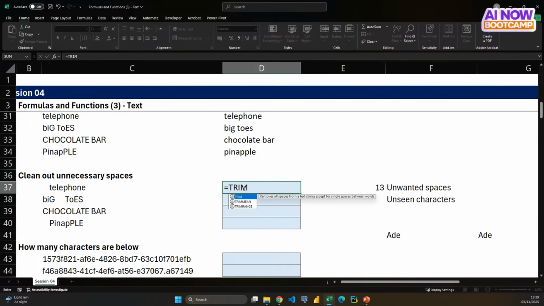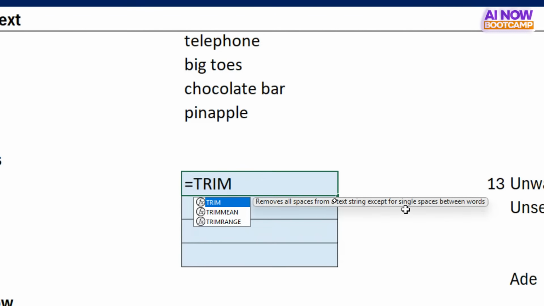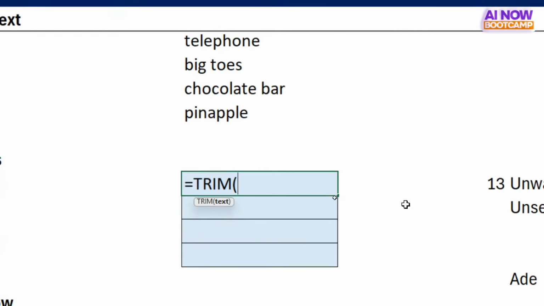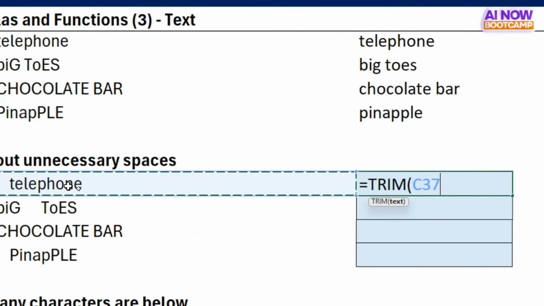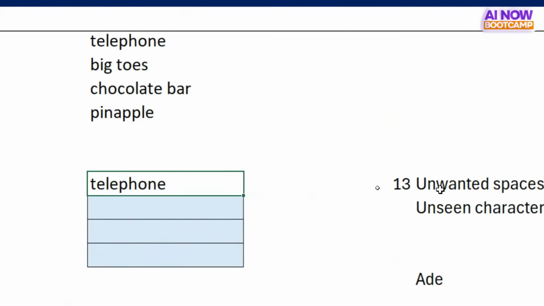Trim removes all spaces from a text string except for single spaces between words. And this tells you if you have a single word, you would have all of the spaces trimmed out. So then I go on to select telephone, hit enter. Now I have this telephone here. How am I sure that this telephone is now clean?